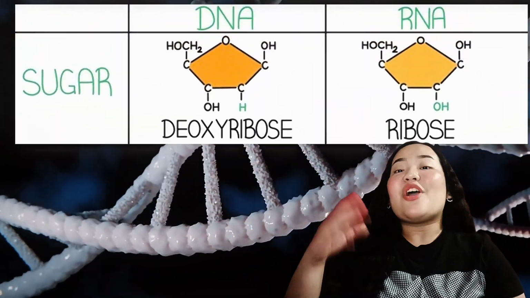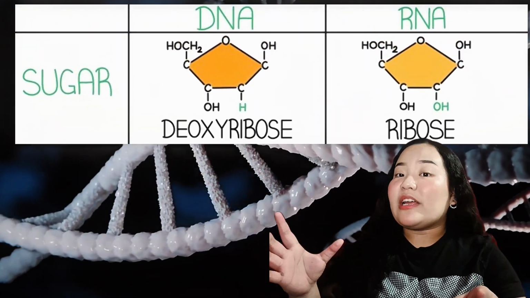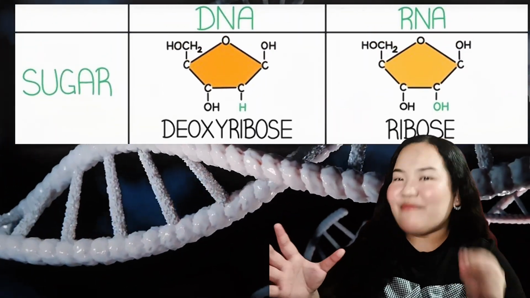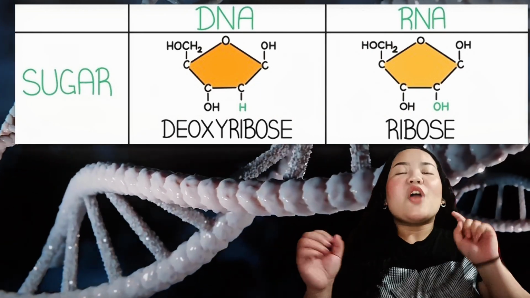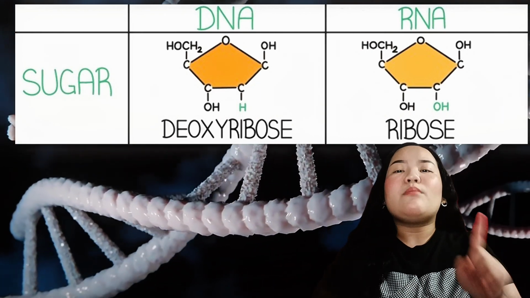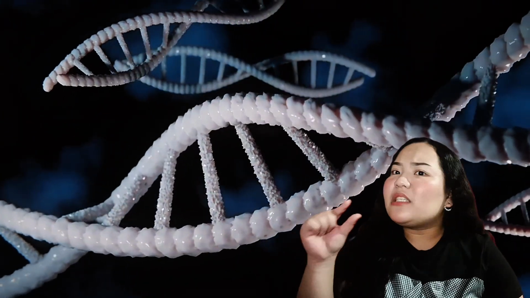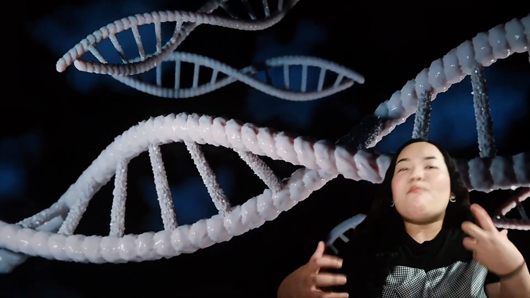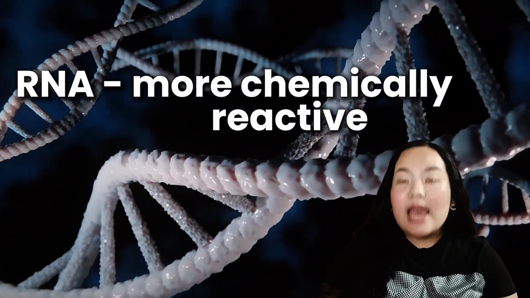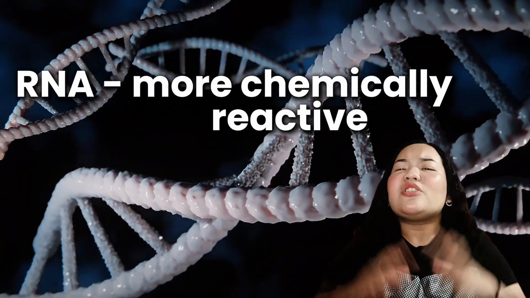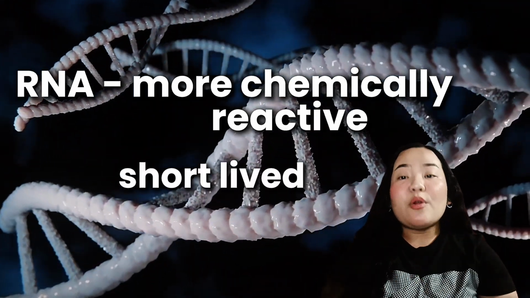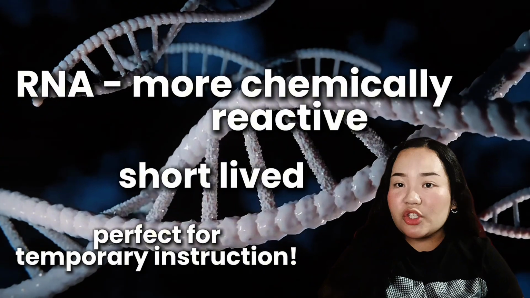Now let's talk about sugar, literally sugar. DNA contains deoxyribose, but RNA contains ribose. Here's the difference. Ribose has one more oxygen atom than deoxyribose. And this small change makes RNA more chemically reactive. And that is why RNA is usually short-lived and perfect for temporary instructions.